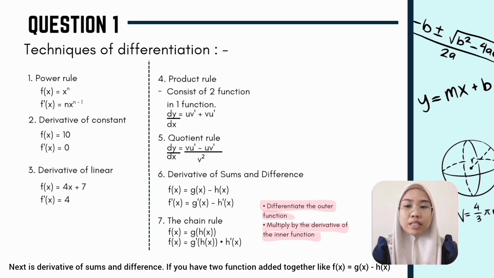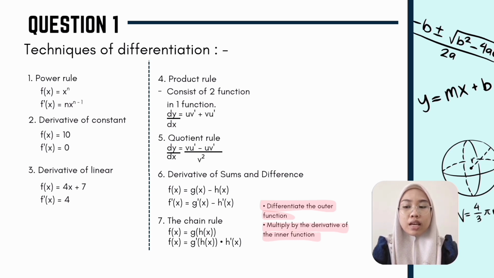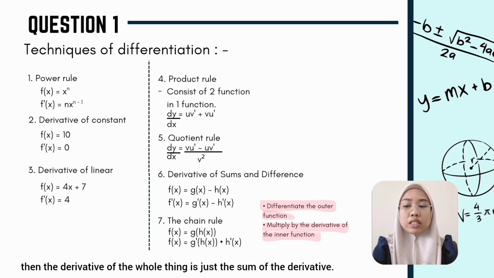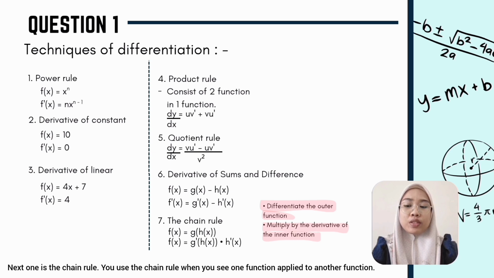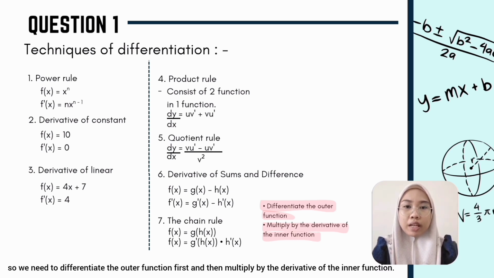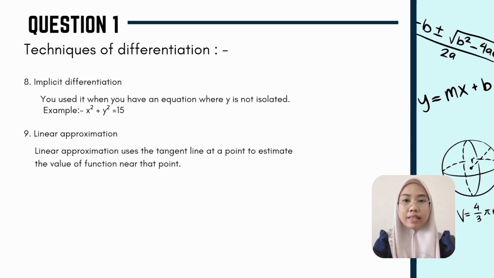Next is the derivative of sums and differences. If you have two functions added together, like f(s) equivalent to g(s) minus h(s), then the derivative of the whole thing is just the sum of the derivatives. Next one is the chain rule. You use the chain rule when you see one function applied to another function. So we need to differentiate the outer function first and then multiply it by the derivative of the inner function. Next is implicit differentiation. You use it when you have an equation where y is not isolated. And the last one is linear approximation. Linear approximation uses the tangent line at a point to estimate the value of a function near that point.